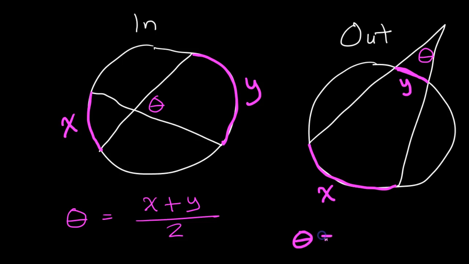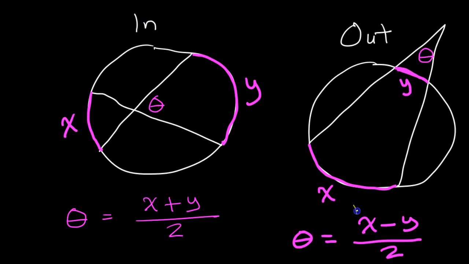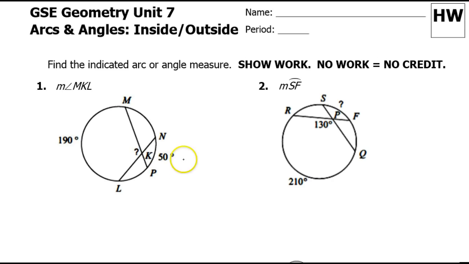So you're going to see that this formula I'm about to write down is almost the same as this, but instead of being x plus y, it's going to be x minus y divided by 2. That's the only difference. And of course it has to be big minus small. It has to be the big arc minus the small arc. Otherwise, you get a negative number, and that's no good. Okay, now let's jump over and do some problems.